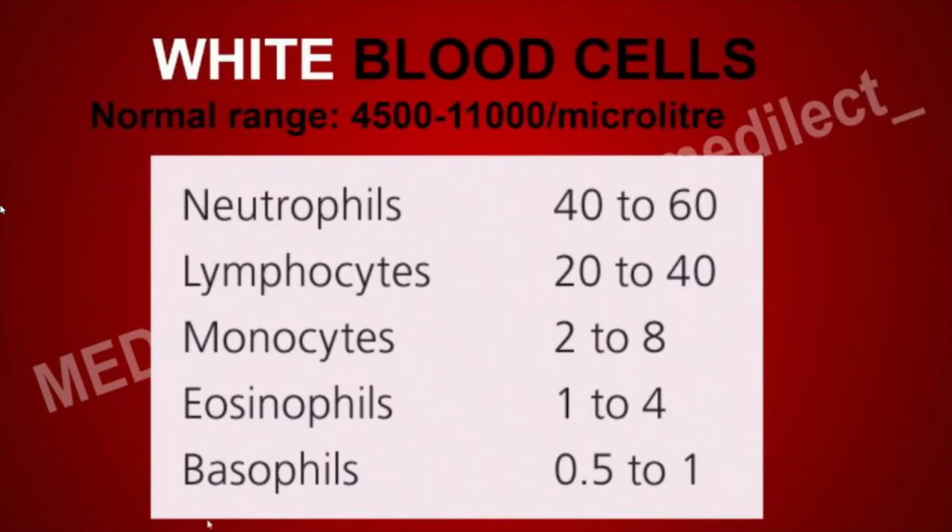White blood cells. Now, we all know what white blood cells are. White blood cells play the major role in the defense mechanism of the body. Normal range, you should remember, is 4500 to 11,000 per microliter of blood. And you should remember the amounts of neutrophil, lymphocyte, monocyte, eosinophil, and basophil. Remember all these digits. These are very important, commonly asked in the exams.